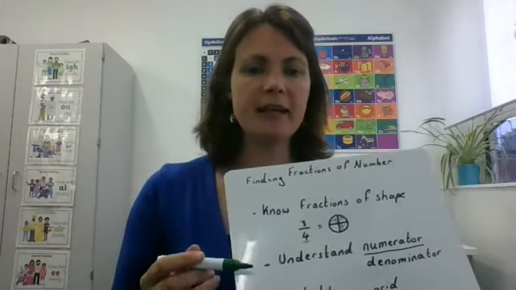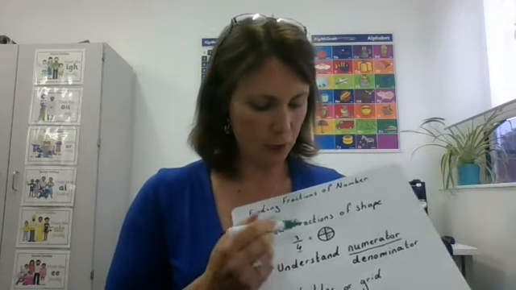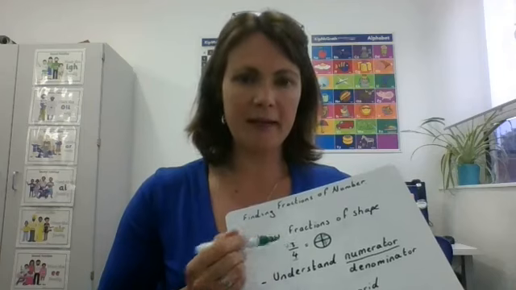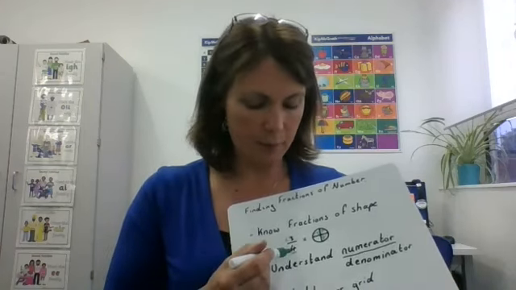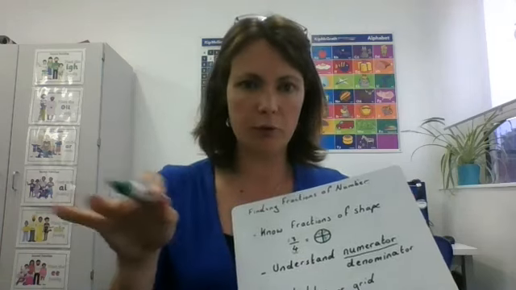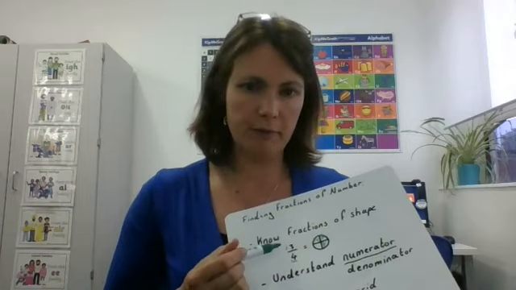They need to understand what the numerator and the denominator are. The top number tells you how many you've got out of what it's been split into, and the bottom number tells you the total cuts. So in this case, I've cut it into 4, and I've got 3 of them.